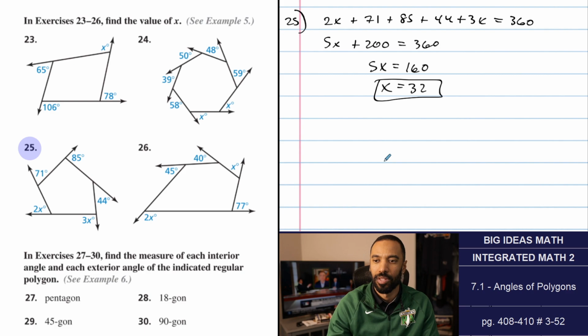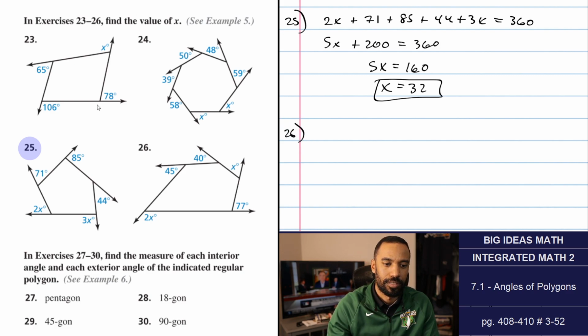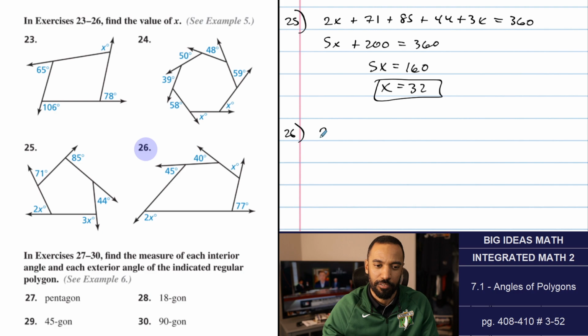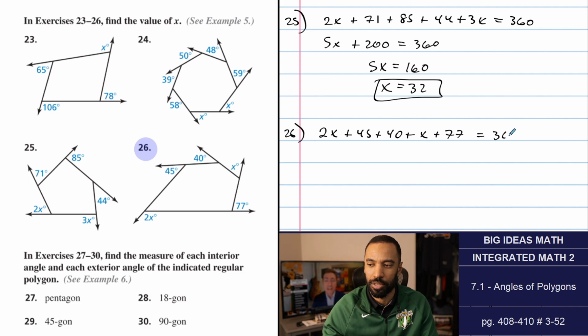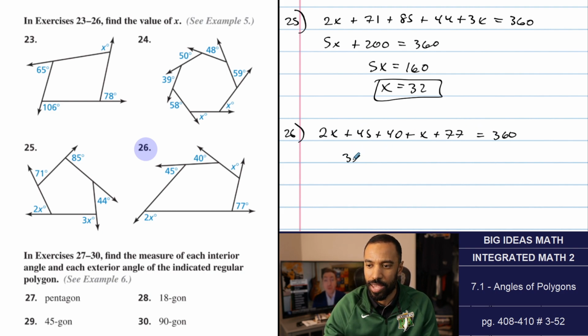Okay? And then number 26. Number 26, I got down to the bottom left. I'm starting from there and wrapping my way upward. 2x, 45, 40, x, and 77. Five-sided shape, still a 360 degree exterior angle sum. 2x plus x is 3x. 85 plus 77 is 162.